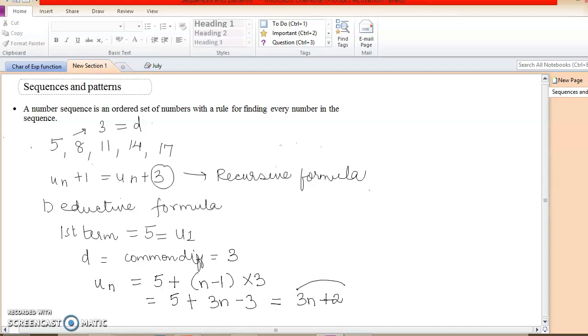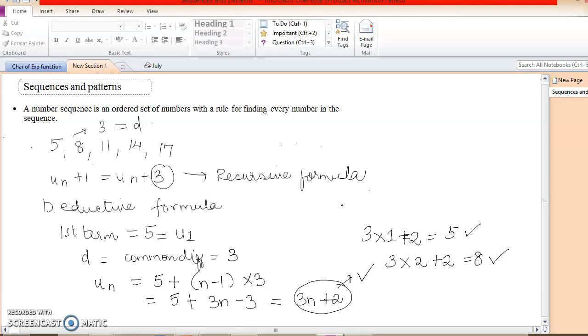Now, just to check whether this formula is correct, if I say for the first position I need to find the term, then 3 times 1 plus 2 is equal to 5. That's the first term. If I want to find the second term, it's 3 times 2 plus 2, which is 8. So in doing this, we are able to find the term for that particular sequence.